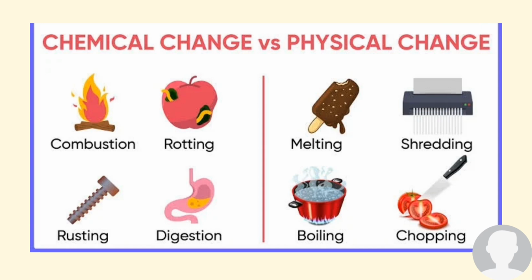Basically, all changes of state are physical changes, while chemical change is one in which there is a change in the chemical identity of matter, like the combustion of wood, the rotting of fruits, rusting of iron, digestion of food. For physical change, we have the melting of ice cream, the boiling of water, shredding, chopping. Even the magnetization of metals is a physical change. You can magnetize metals and demagnetize metals.